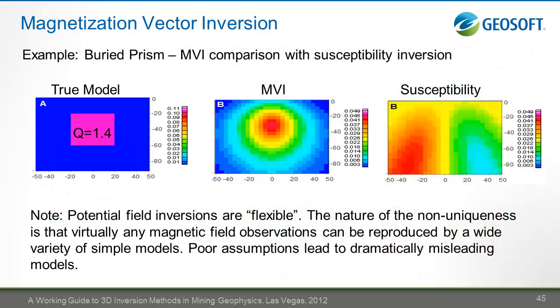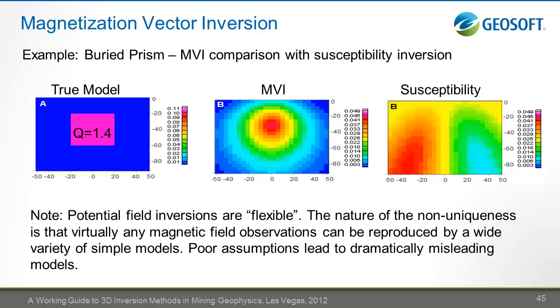So if I were to compare the magnetization vector inversion with susceptibility inversion, in this particular case I've shown you these results. I'm just presenting them here as a summary. Here's the true model. This is the magnetization vector inversion. And here is the susceptibility inversion. So again, you can see that the magnetization vector inversion provides a much better model to try and interpret than the susceptibility inversion.